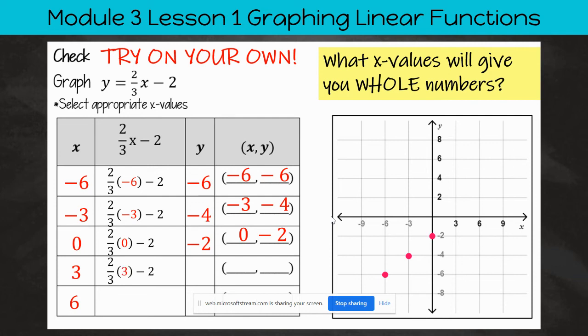2/3 of 3 minus 2 is going to give me 0 because 2/3 of 3 is just going to be 2. 2 minus 2 is 0. So I'm at 3, 0, which is my x-intercept. And finally, I'm at 2/3 of 6 minus 2. And there I have 6, 2. Then I'm going to connect my points and I get my line.